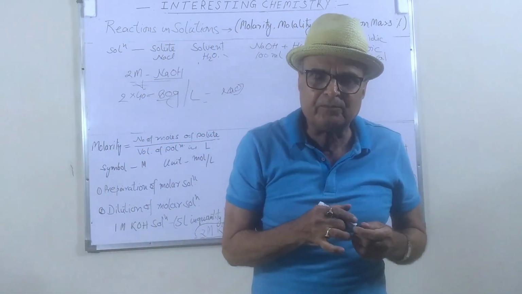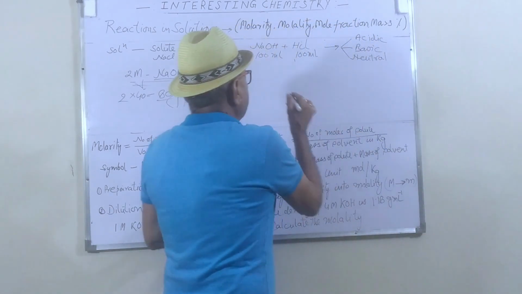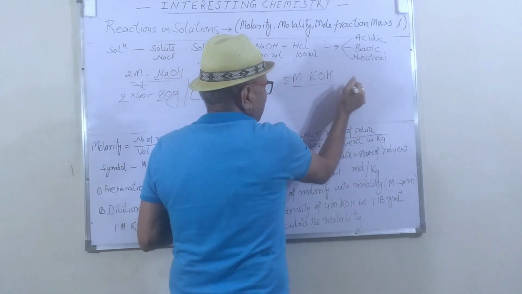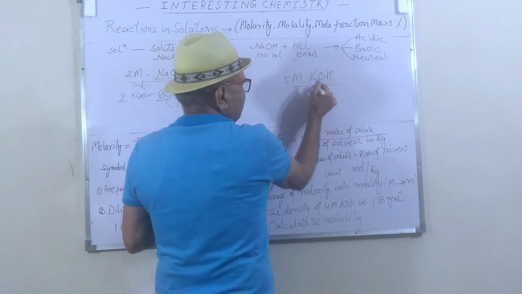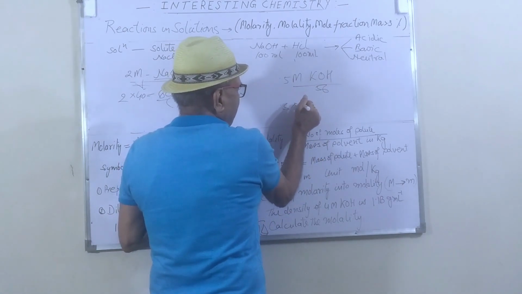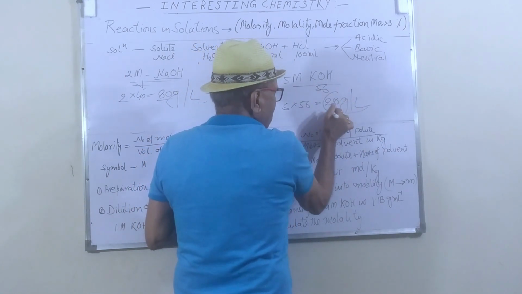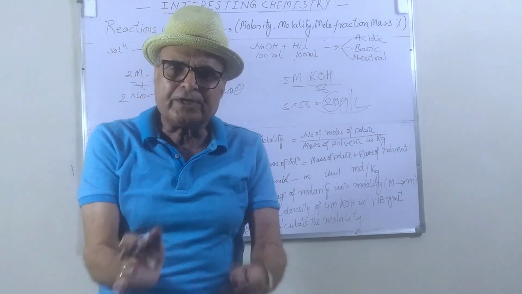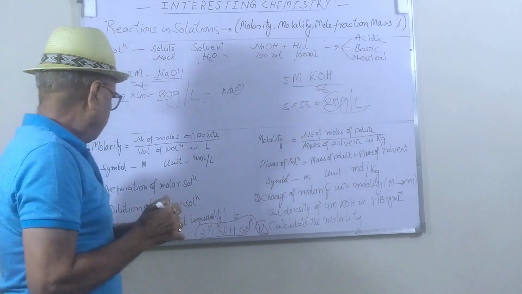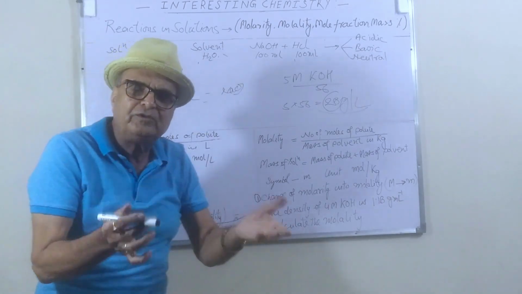I think that you have understood. If I ask you to make a 0.5M KOH solution, how will you perform? The molar mass of KOH is 56. So 0.5 into 56 is equal to 28 gram per liter. You will dissolve 28 gram of KOH into 1 liter to form the 0.5M KOH. This is the way to prepare a molar solution.